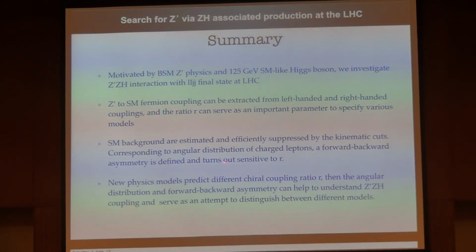The standard model backgrounds are estimated and efficiently suppressed by the kinematic cuts of our chosen signal, and corresponding to the angular distribution of charged leptons, a kind of asymmetry is defined and turned out to be sensitive to R. Different new physics models that predict Z prime have different chiral couplings, which is related to R. So this distribution and asymmetry can help to understand this interaction of Z prime to ZH, and also serve as an attempt to distinguish between different models.